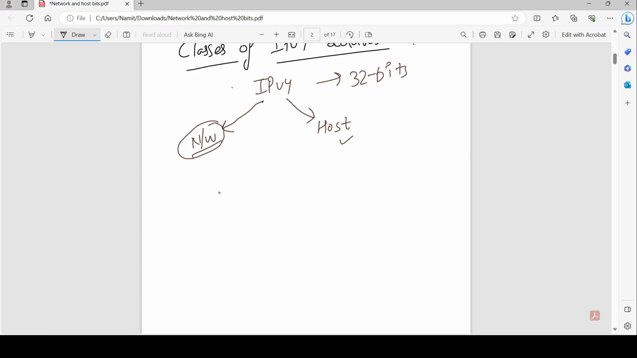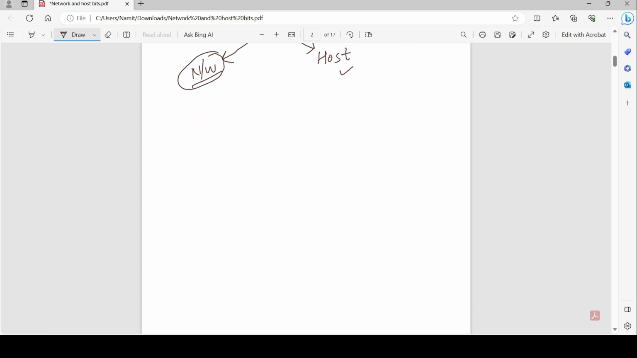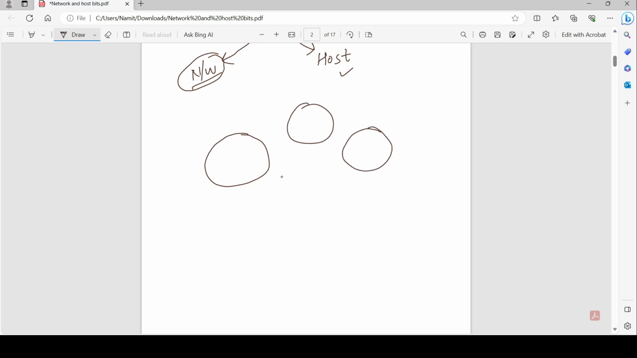So what is a network? Basically, in layman's terms, let's say there are three different regions. Let's say this is region number 0, region number 1 and region number 2.